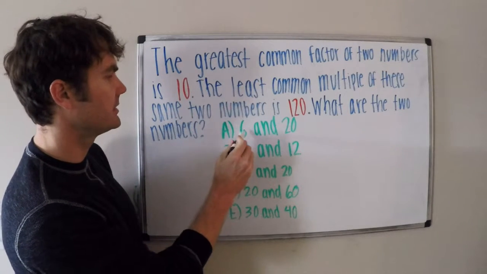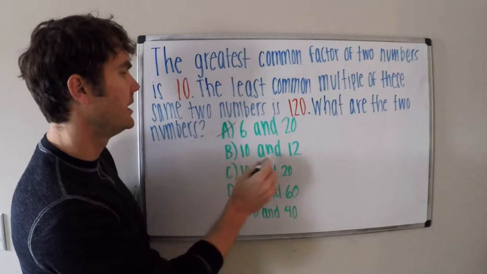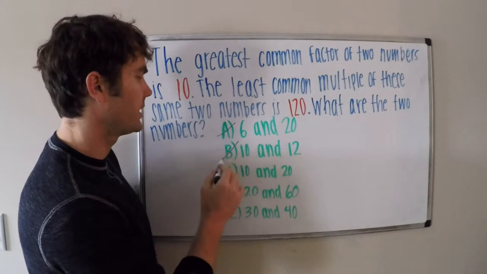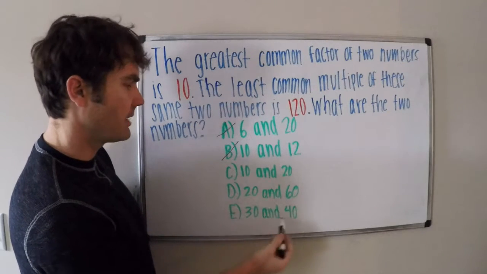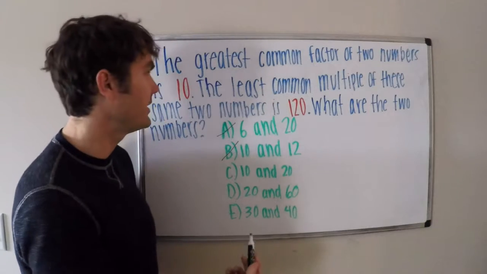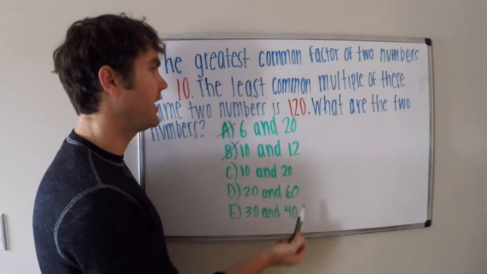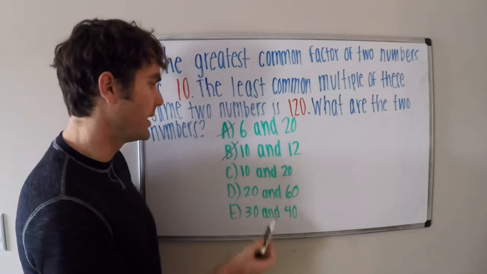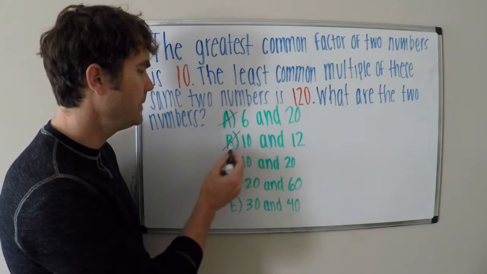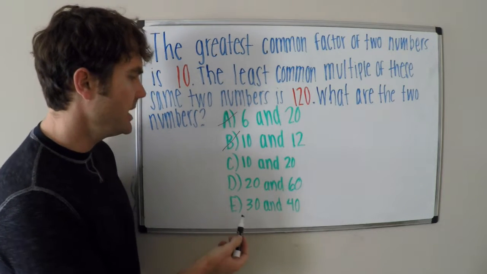That immediately says A is out because 6 cannot be divided by 10. B is out because 12 cannot be divided by 10. And the rest of them work. 10, 20, 60, 30, and 40 all can be divided by 10. So then the second half of that is which of these numbers can divide into 120. After eliminating A and B, we're left with C, D, and E.